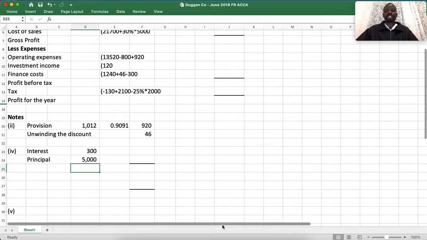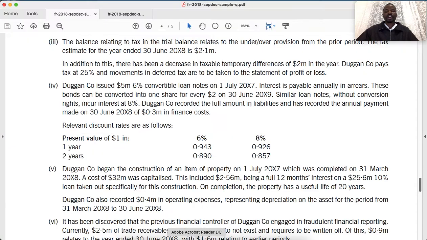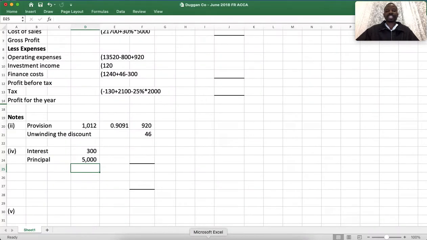So now we need to discount this. Why are we doing this? As this is a convertible loan note and is issued, it must be carried at amortized cost. So now we'll have to split it between equity and the liability component. So by splitting, we have to find the present value using the effective interest rate. Then we subtract to get the equity, which is the residual.